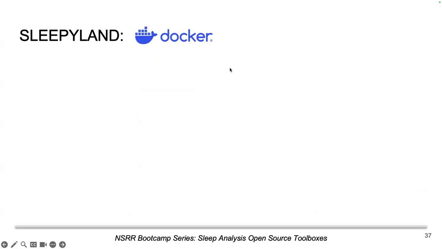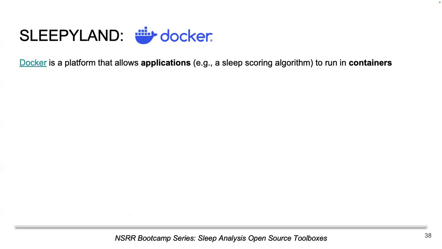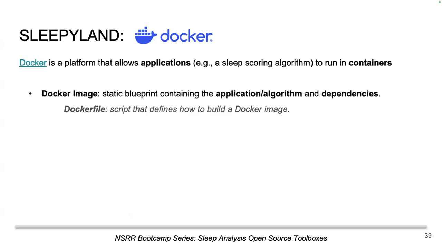Right. I just want to spend a couple of words on the kind of software technology that we are using in SLEEPYLAND. It is called Docker. Docker is a platform that allows applications, in our case think of all the sleep scoring algorithms, to run in independent containers. So in Docker, I can mention four different important parts.